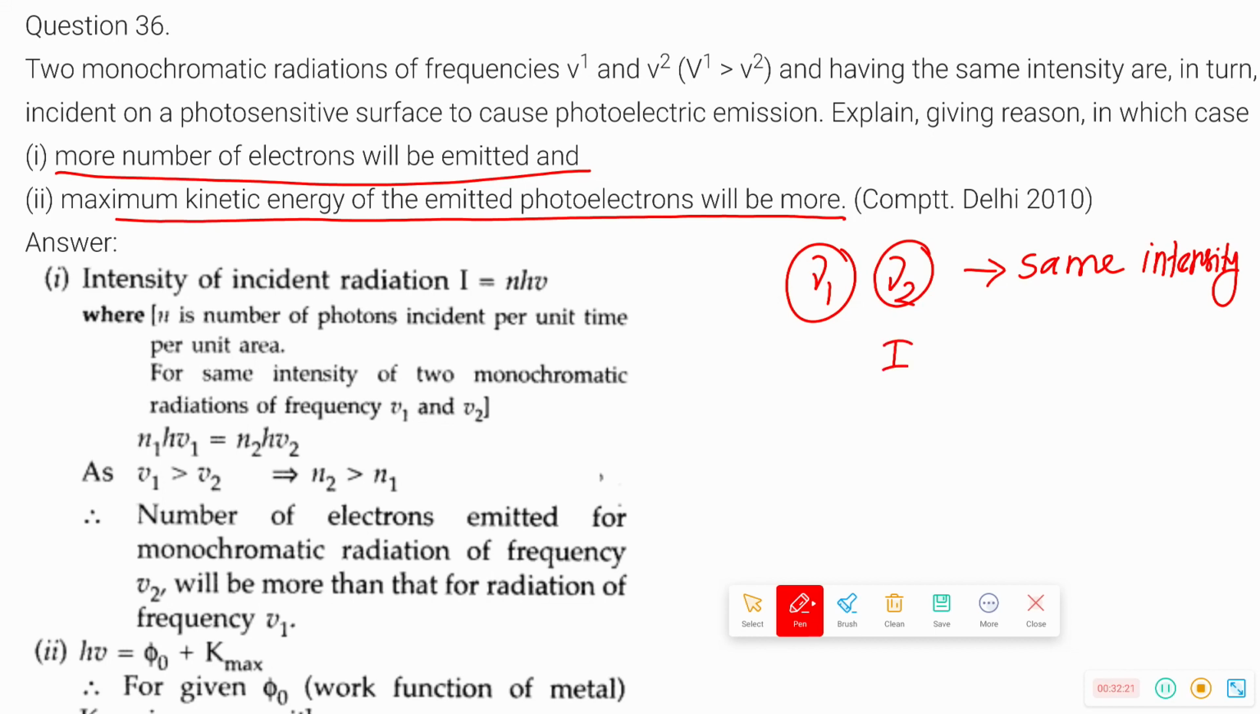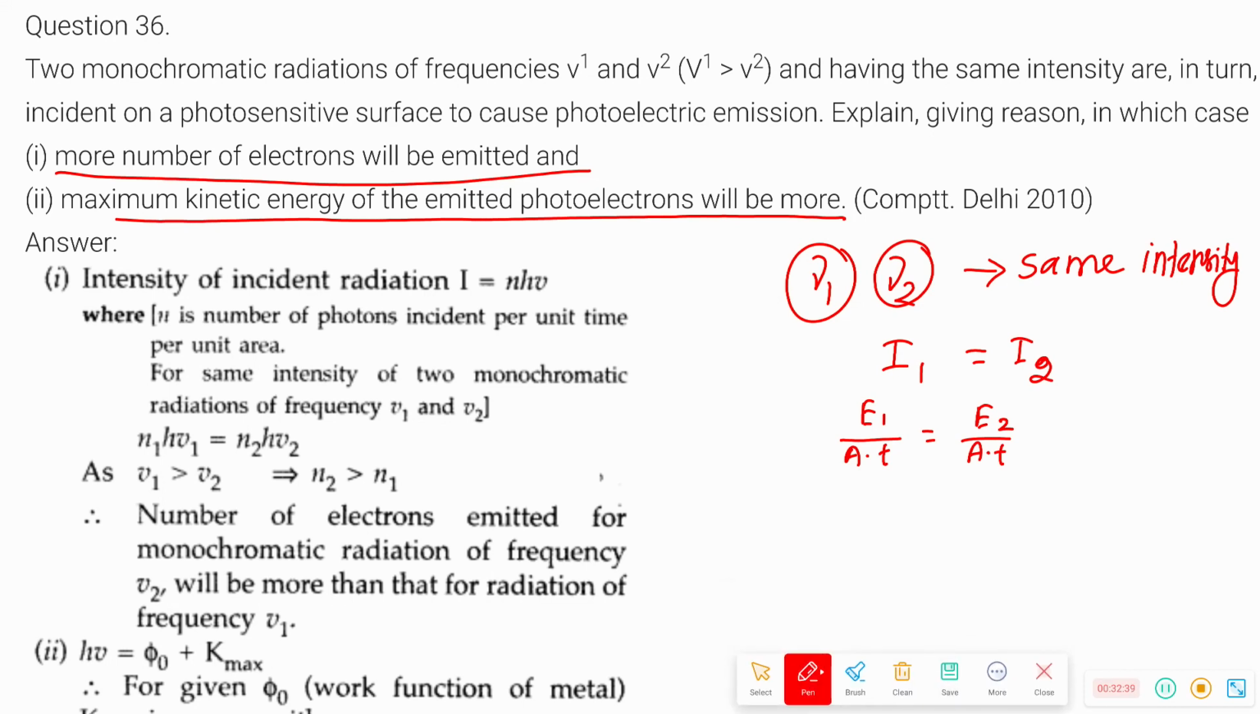Now for both the cases, that means I1 and I2, the intensity is the same. Tell me, what is intensity? Intensity is basically energy per unit area per unit time, right? So suppose N1 photons are incident per unit area per unit time, then this energy is N1 h nu1, that is equal to N2 h nu2. Now see, h cancels. Now N1 nu1 is equal to N2 nu2.